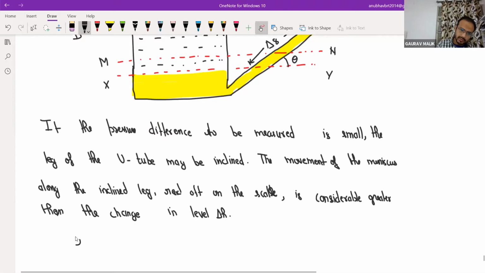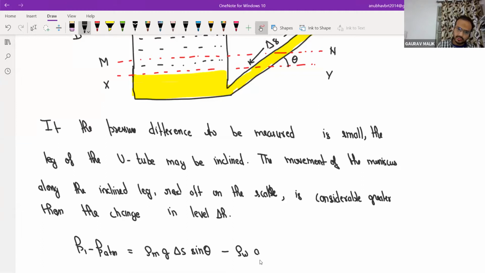So you will get P1 minus, I am going to write the result directly. Now you are not kids. P1 minus PATM is equal to rho m g delta S sin theta minus rho w g h.